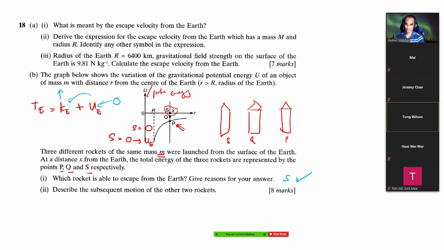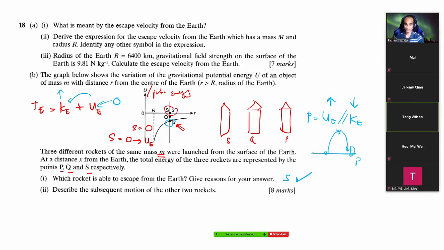Now you see P. P is the highest at potential energy. So how about the KE? KE will be the minimum, the lowest. So what will happen to P? It will drop and crash onto Earth. Yes, it goes up and then it drops down like that.